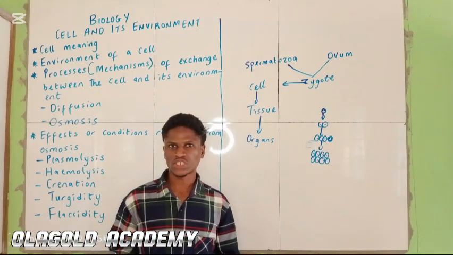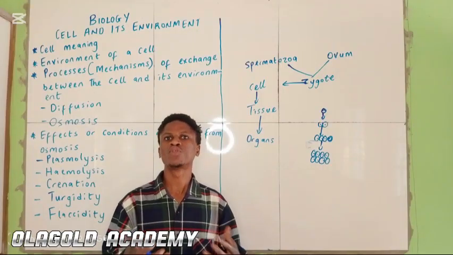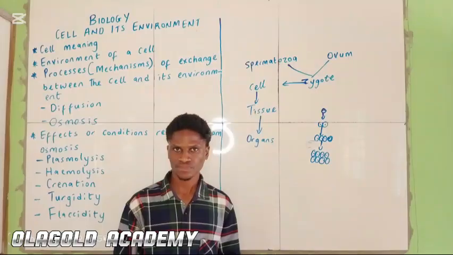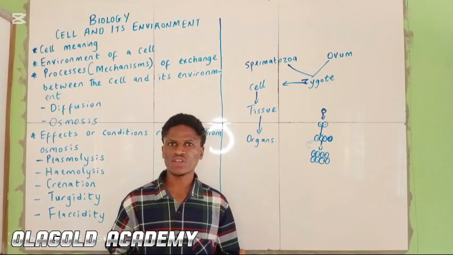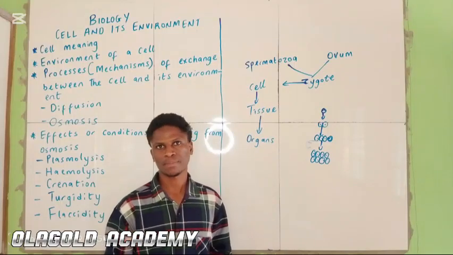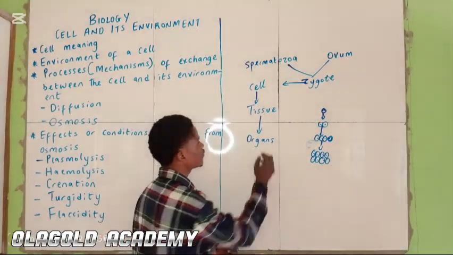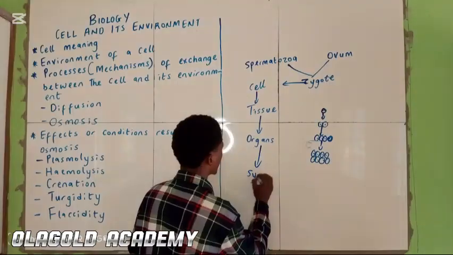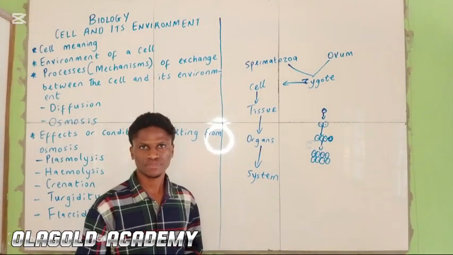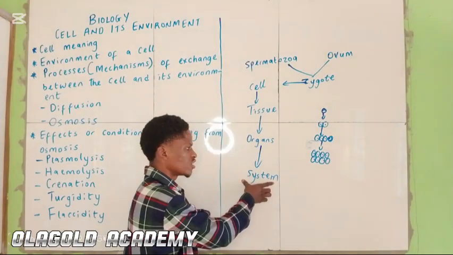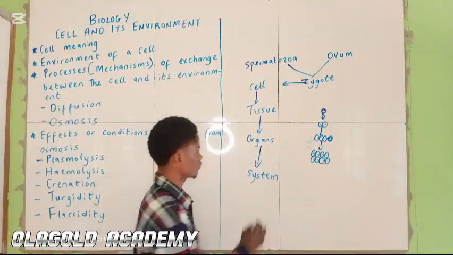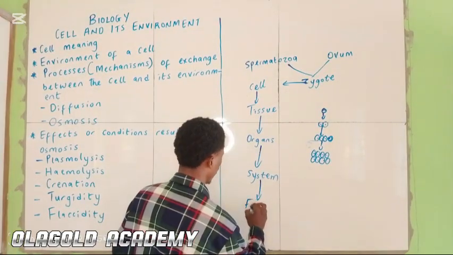We have the circulatory system, which comprises the blood, the veins, the capillaries, and the arteries. So every kind of organs combine together to form what we refer to as system. So from the organ, we have the system. Different kinds of system. So from this, when the system is completed, we have the full organism.